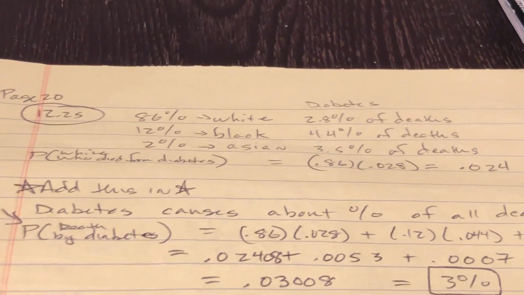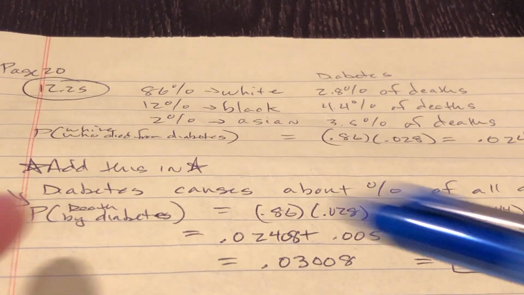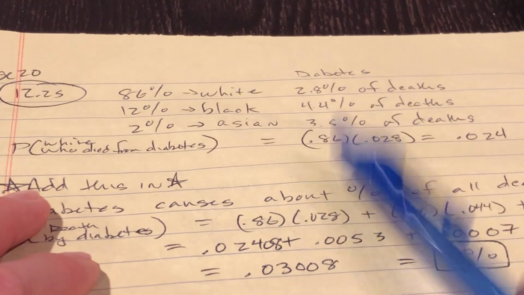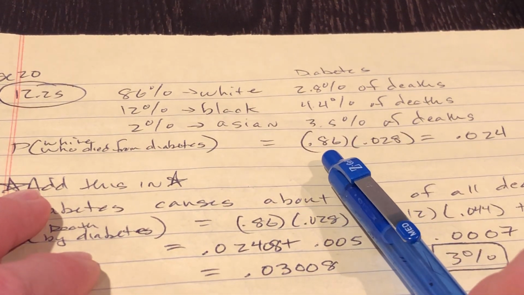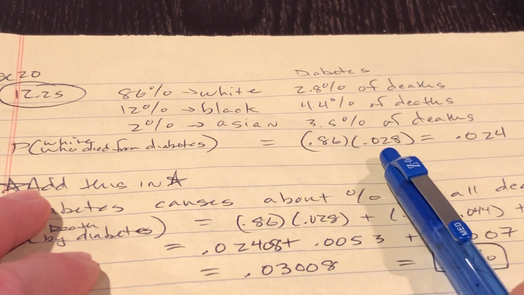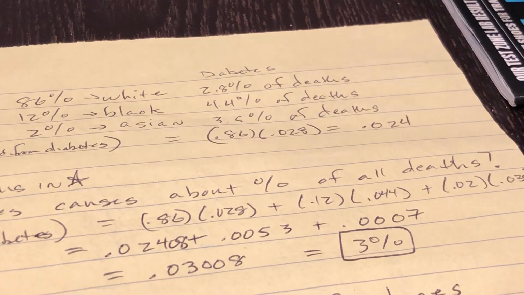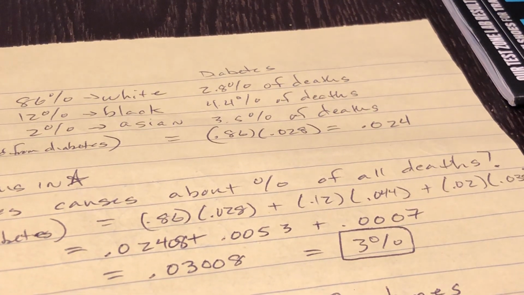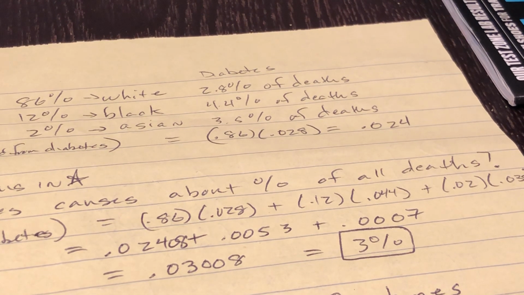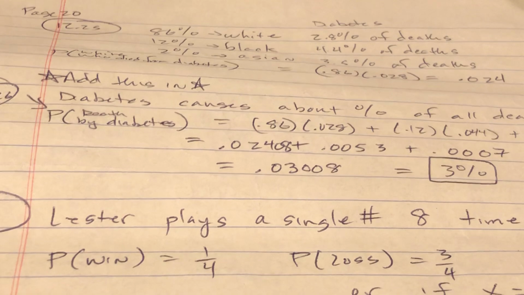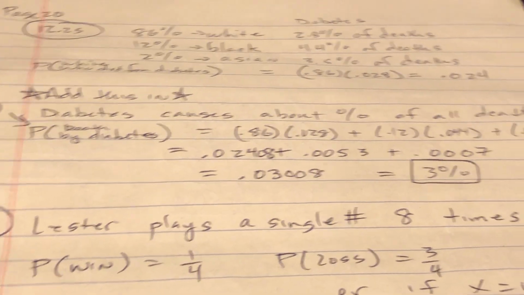All right, so I just wrote all that down. 1225, what's this? The probability of a white individual who died from diabetes is the probability that you chose a death from a white person times the probability that the death was caused by diabetes. There you go. And then, using this information, what's the probability that a randomly chosen death is due to diabetes? Probability of death by diabetes.